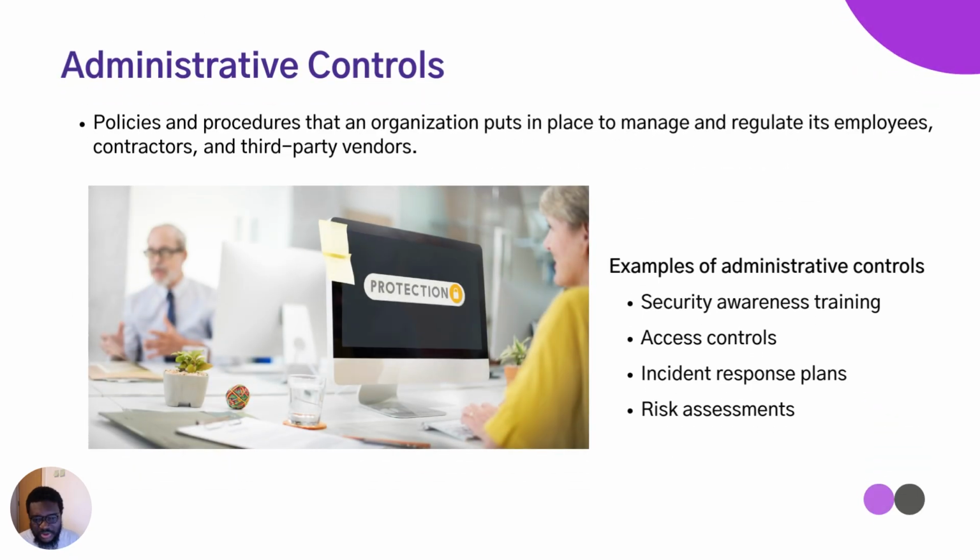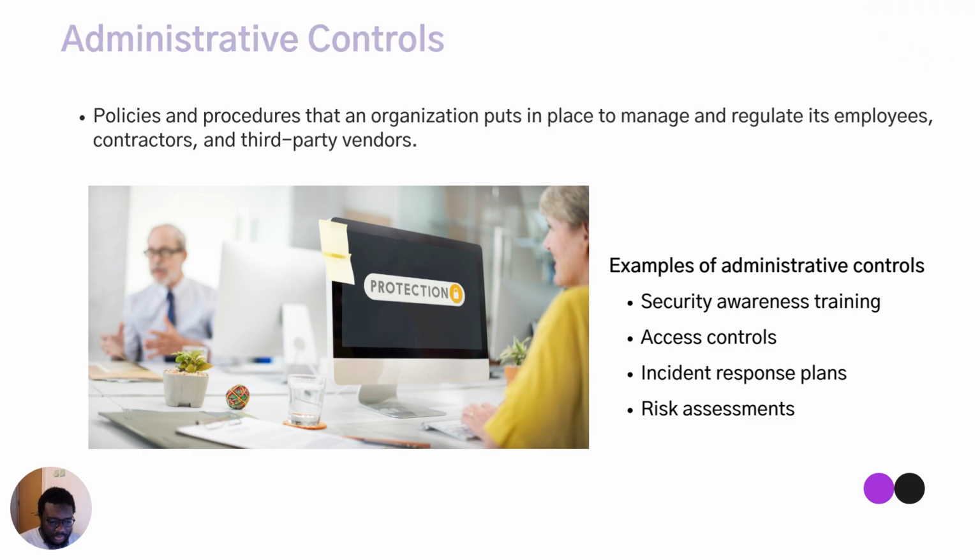So, when it comes to administrative controls, these are kind of like policies and procedures that an organization puts in place to regulate its own employees, its contractors, and third party vendors. So, administrative controls can only be placed on the organization itself and components that are in its direct control. This contains things like security awareness trainings, access controls, incident response plans, risk assessment, and risk management in general.